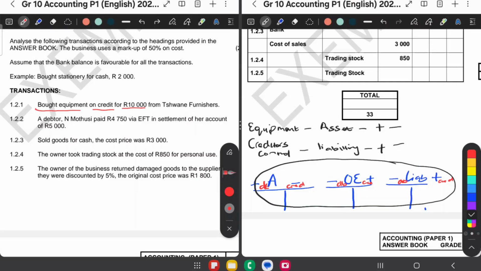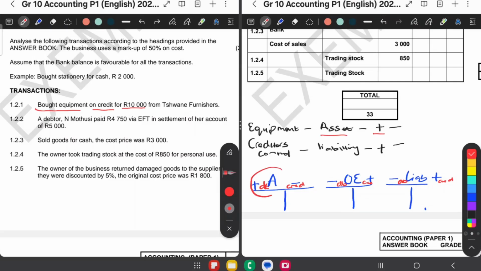Then I'm going to look at these tables over here. Quickly going to check. An asset has a plus on the debit side. Okay, so let's write that down. So this account will be debited. And the liability has a plus. Look here on the credit side. So that account will be credited. And the amount is 10,000 Rand.